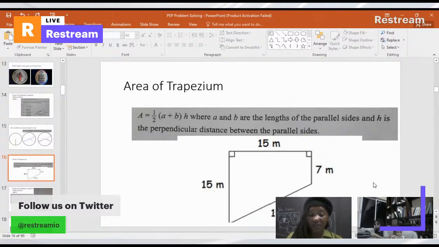So all we need to find the area of this trapezium is to add the two parallel sides. So 15 plus 7, and that will give us 22 meters. We're to find a half of that, or divide it by 2, which will give 11 meters. And then we're to multiply it by the distance between the two parallel sides, otherwise called the height, which is 15. All right, so that's 11 times 15, and that gives us 165 meters square. Remember, it's area, so the unit is meters square in this case.